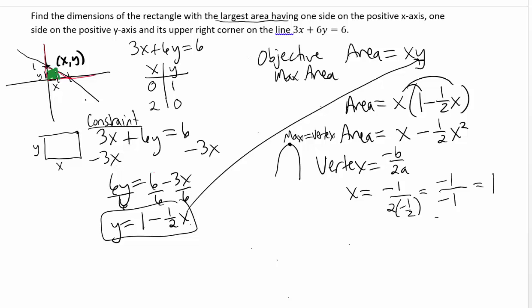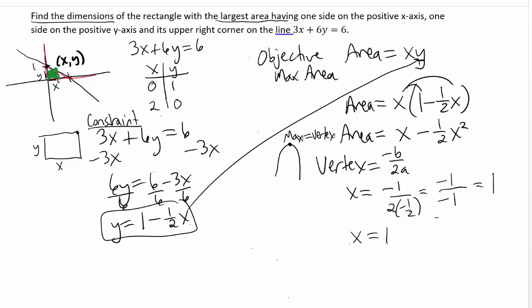Okay? So look back at the original problem. What is it that they want to know? Do they want to know the dimensions, or do they want to know the area? And in this problem, it says find the dimensions. So we just found out what x needs to be. x needs to be 1.